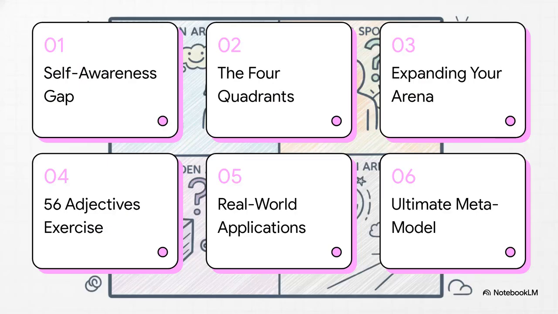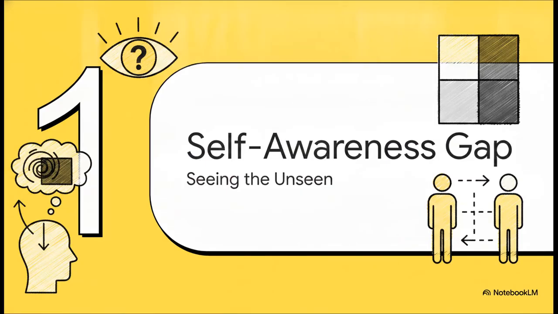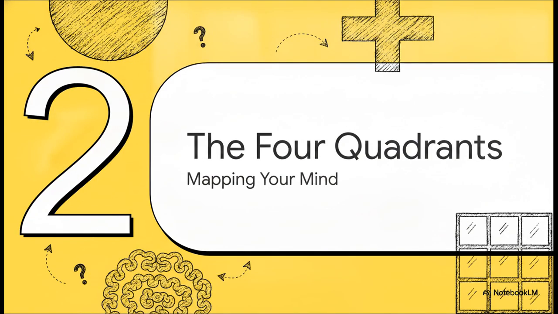Okay, here is our blueprint for today. 1. The self-awareness gap. 2. The 4 quadrants. 3. Expanding your arena. 4. The 56 adjectives exercise. 5. Real-world applications. And 6. The ultimate meta model. Let's do this. Starting with Section 1, the self-awareness gap, seeing the unseen. Moving into Section 2, the 4 quadrants, mapping your mind.